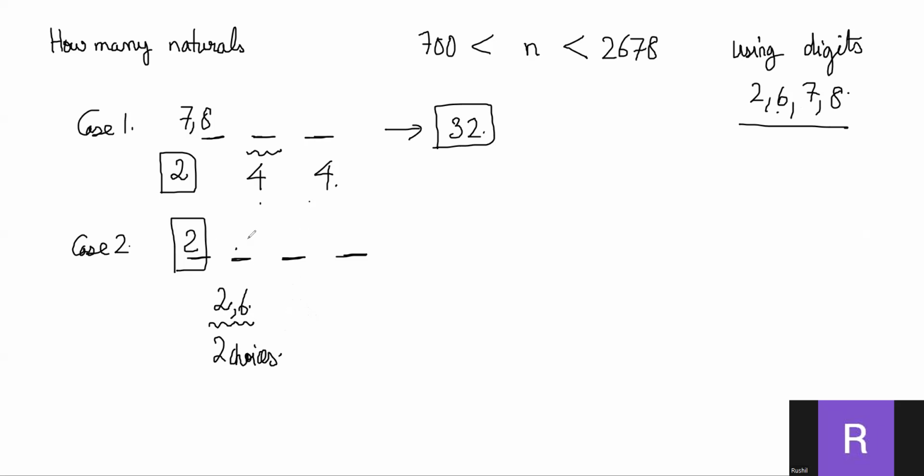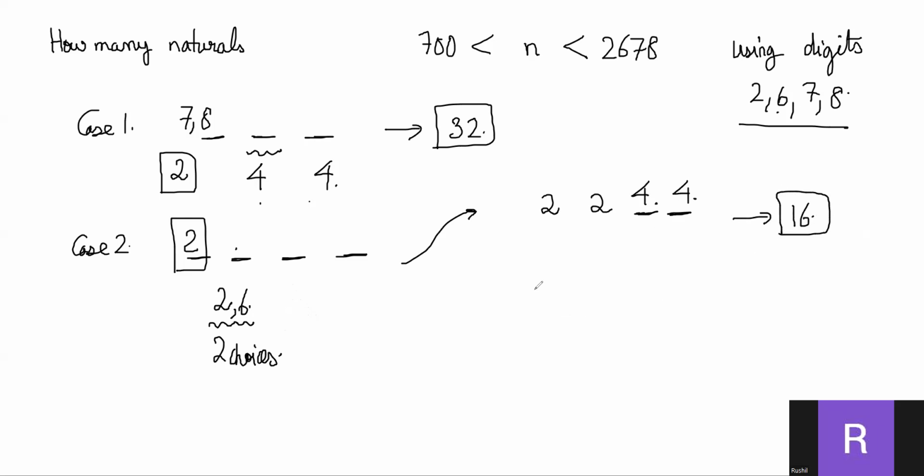Once you have done 2 or 6, let's say, we'll subdivide it into cases. Suppose you have done 2, 2. After that, anything is fine. So you can put 4 choices and 4 choices, right? So 16 numbers here.